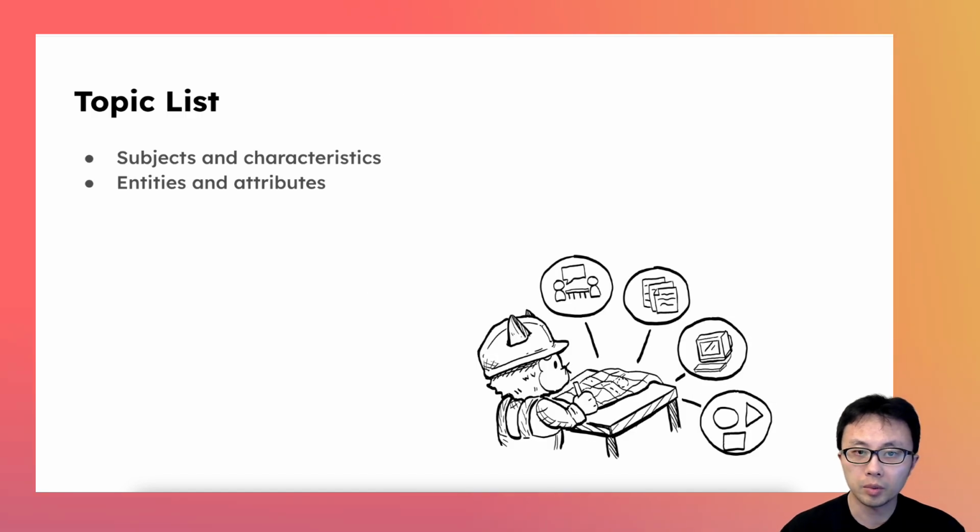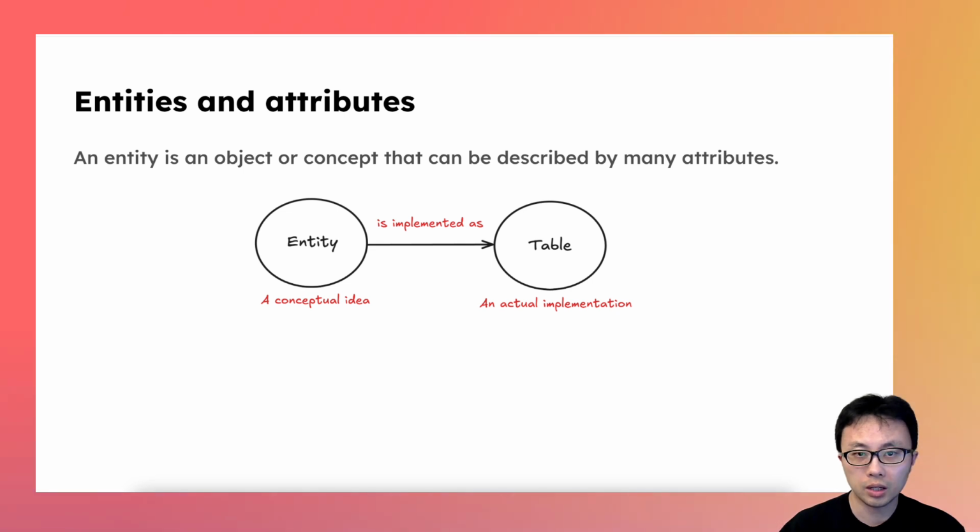The next topic is entities and attributes, and this is the step where you convert the identified subjects and characteristics to entities and attributes. Wait a second, did I mention that subjects will be turned into tables and characteristics will be turned into columns? Yes, I did. But I was not accurate enough. Between a subject and a table, there's a middleman called entity.